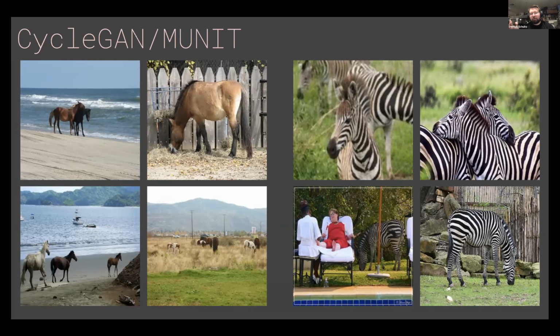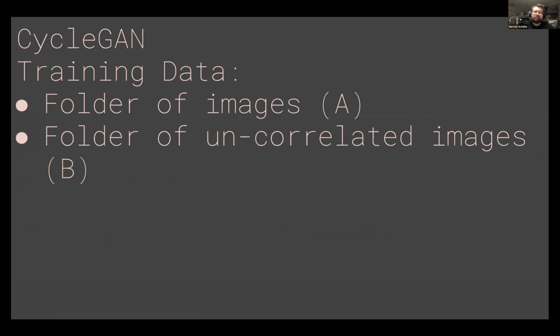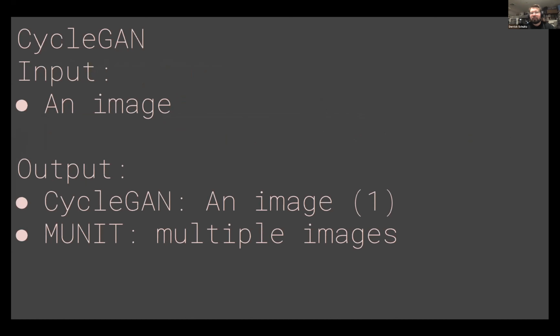And it does that in a very complicated way that's probably too much for this class, but this is an example of where you can generate two really distinct, different data sets and have them still sort of train to each other. So here again, like Pix2Pix, it takes a folder of images A, and a folder of uncorrelated images B, and it tries to correlate them. And then similar to Pix2Pix, you can go A to B, so horse to zebra, or you could also go zebra to horse.